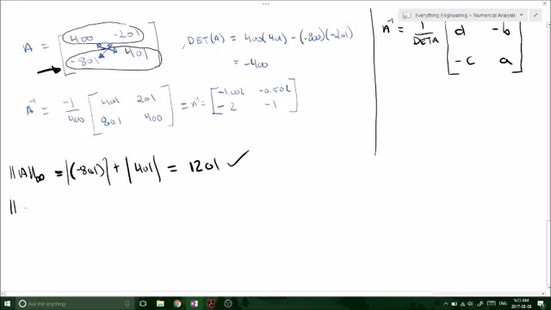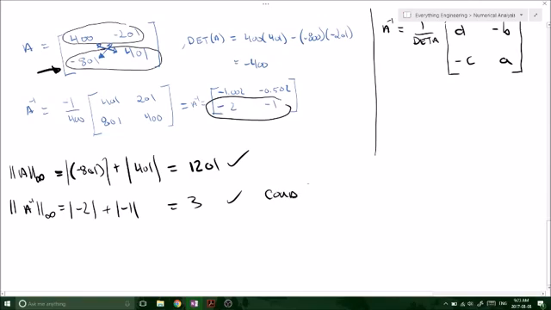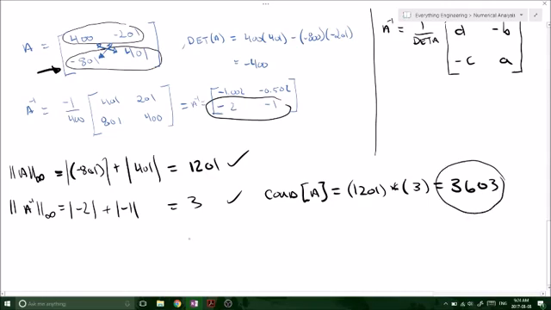Good. Now we want to take the norm of A inverse, and same thing, take the absolute values, right? And we're looking at our rows, and we can easily see that row 2 is going to give us a larger number. So absolute of negative 2 plus absolute of negative 1 equals 3. Done. So now we can say condition A equals 1201 multiplied by 3 equals 3,603. So this is the condition number. The condition of A is 3,603.